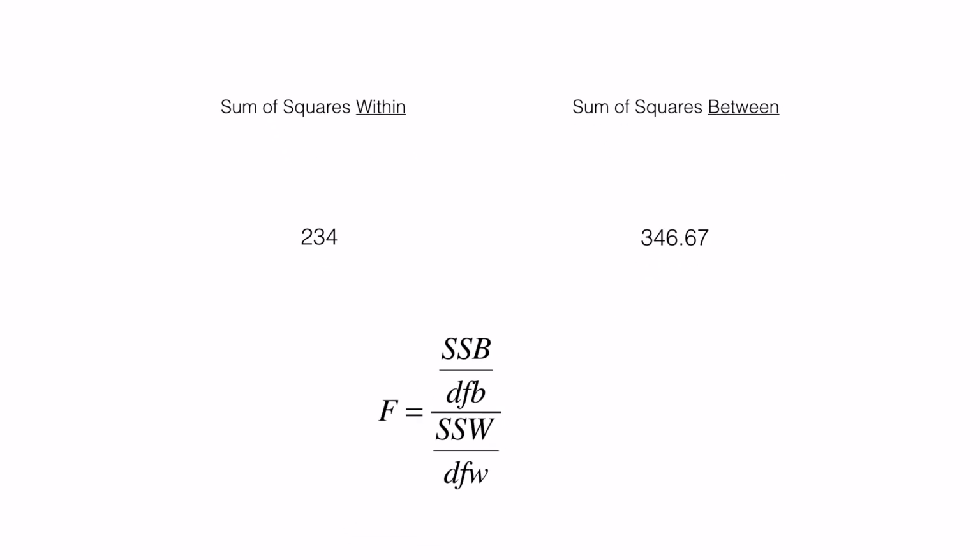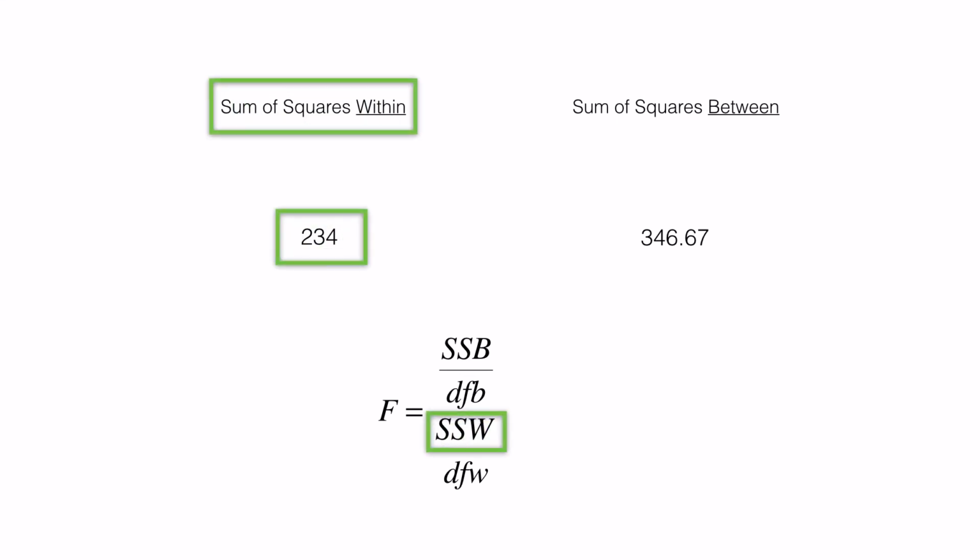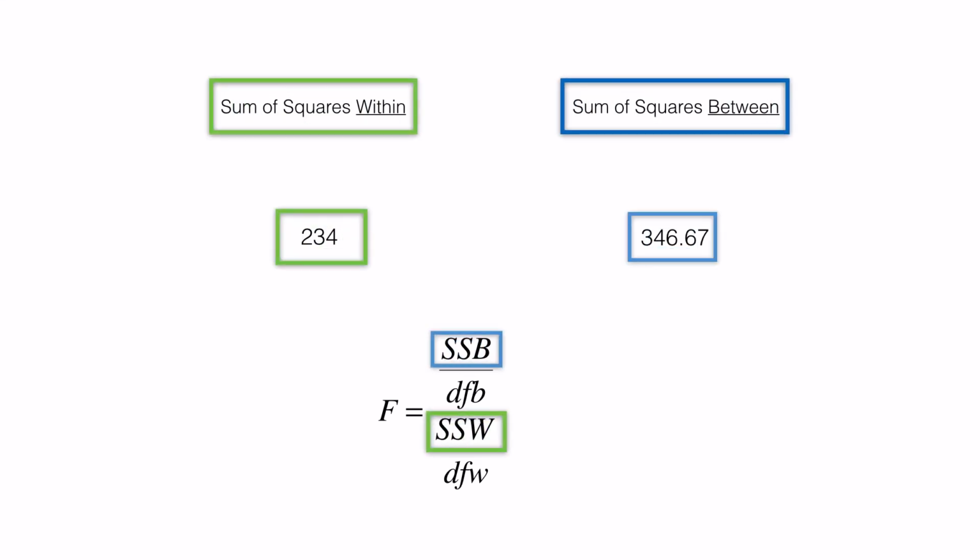Remember that an F-statistic tests whether the amount of variation between groups outweighs the amount of variation within groups. So an F-statistic is just a ratio between these two, with the sum of squares within in the denominator, and the sum of squares between in the numerator. To account for the number of groups and number of observations in our dataset, each of these values is divided by its own degrees of freedom.